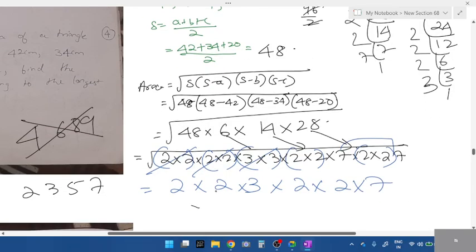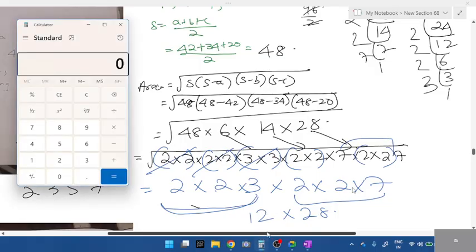The answer: 2 2s are 4, 4 3s are 12. Just multiply like this. These 3 will give 12. 2 2s are 4, 4 7s are 28. Split like this. Don't try to do it in a single calculation, students. You'll end up making mistakes, or you'll definitely go wrong. So split into 3 parts.